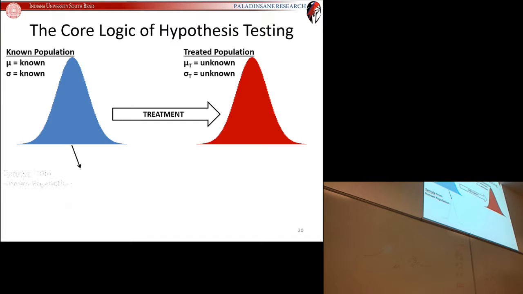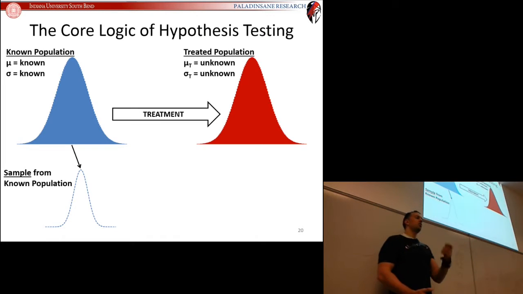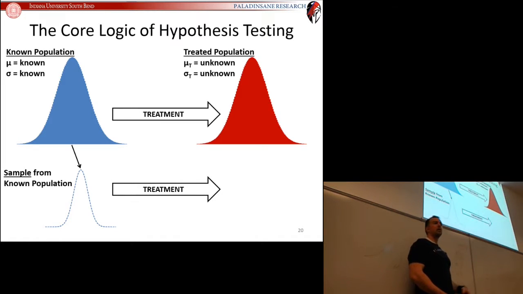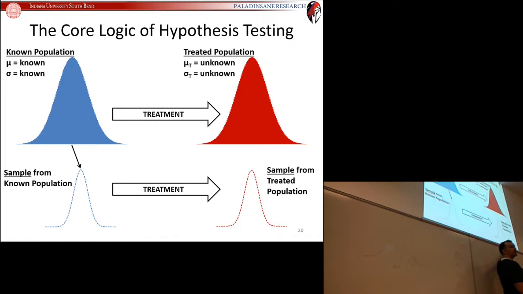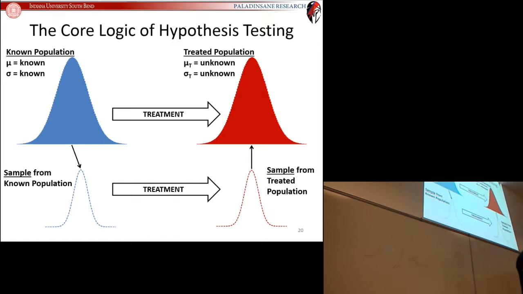Well, we take a sample from this known population. We take a sample of subjects and we treat those subjects and see what our treatment does to the sample. So we treat our sample and then measure that treated sample, and then we decide whether or not our treated sample has changed enough so that it now belongs to that treated population, or did it not change enough so that it still belongs to the known population.